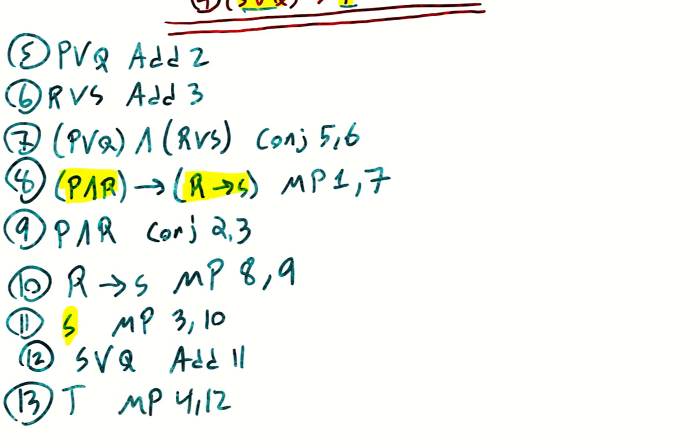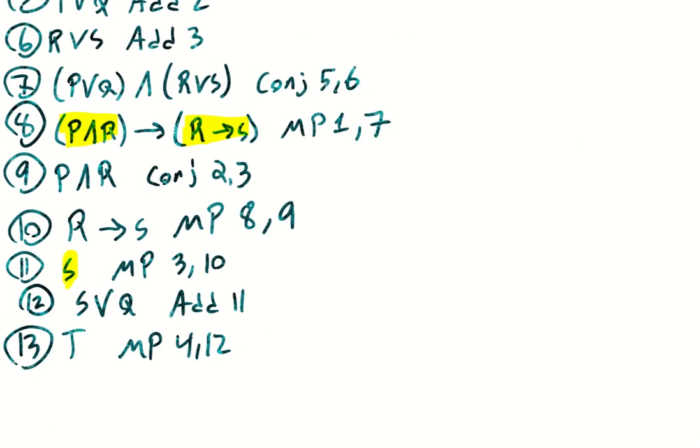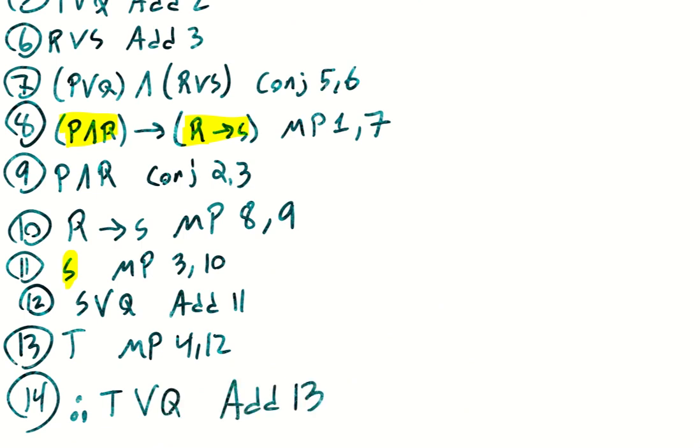For 14, we want T or Q. Well, that's pretty easy. We can conclude that therefore T or Q by the addition rule, line 13, and that concludes this proof.